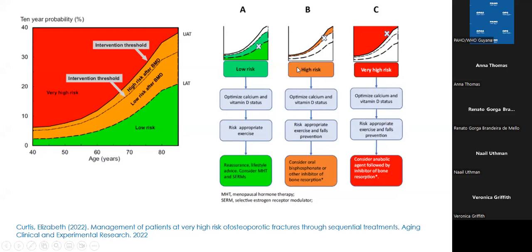And even if she never had a previous fracture, or even if she doesn't have a bone densitometry test, you must consider oral bisphosphonate or other inhibitor of bone resorption. That's what I'm trying to show.